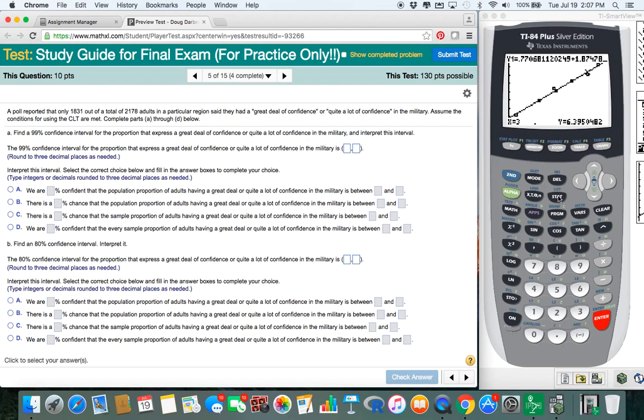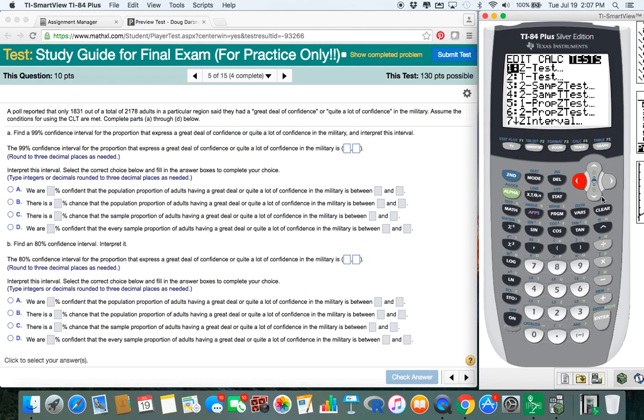So if I go to stat, go over to test, scroll down to the interval choices, this is a 1 prop z interval type of problem. So my x is the count out of the whole. It has the characteristic that I'm measuring. And then n is the total number of subjects, in this case adults, that were surveyed. Alright, so we want a 99% confidence interval. You can put 99 or 0.99, both work. And we get our confidence interval very, very quickly.